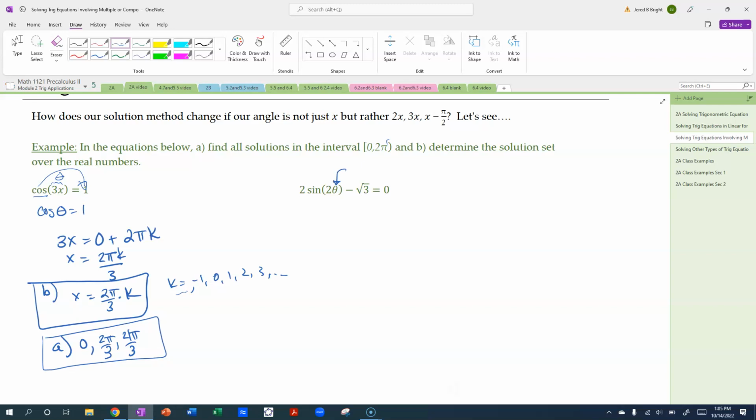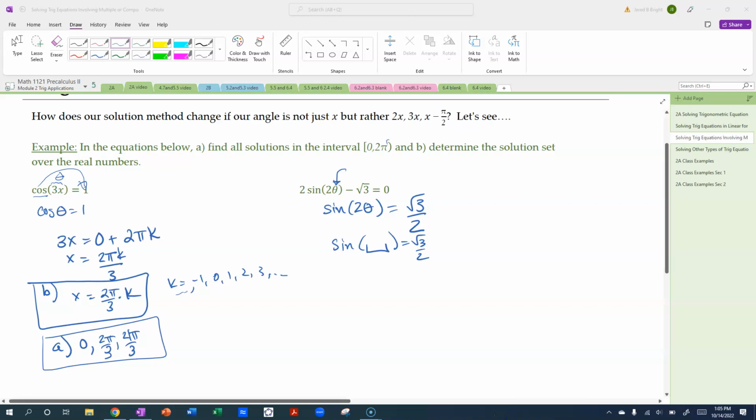Okay, next one, let's solve for theta. We need to isolate the trig function first. So, sine of 2 theta: I move the square root of 3 over to the other side, and then divide by 2, kind of doing two steps at once. Now sine of my angle is equal to square root of 3 over 2. So I go to my unit circle and ask myself, what angles exist where sine, which is the y value, is square root of 3 over 2?